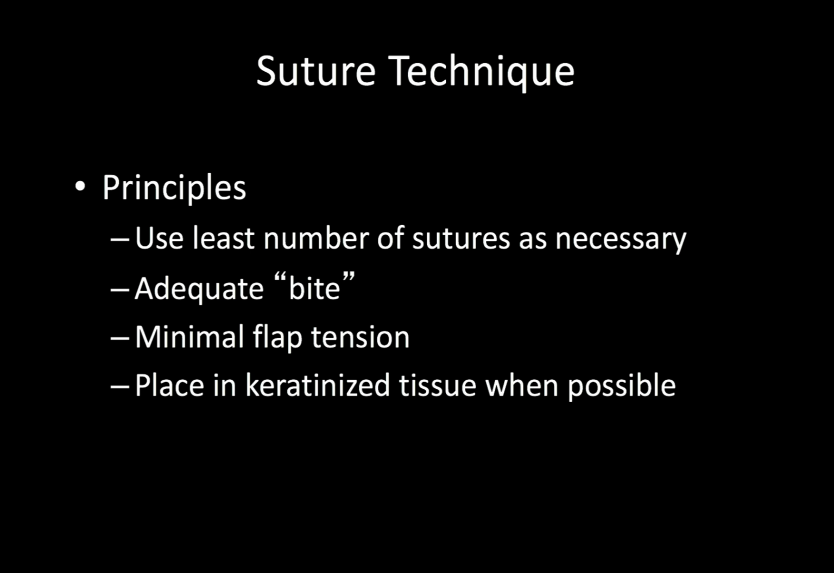3. You want to have minimal tension on the flap after placement of the suture. If you see blanching of the flap, you have too much tension and must remove the suture and replace it. And 4, we always want to place the suture in keratinized tissue, if possible. This helps ensure the suture stability and also provides the patient with minimal discomfort.